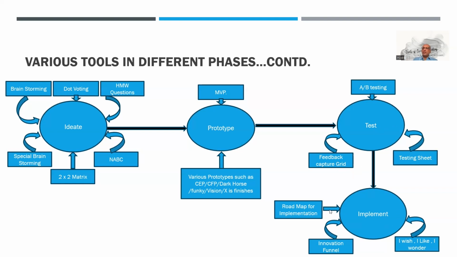In implementation, again, different tools are there, like I wish, I like, I wonder. It is the way one captures the feedback actually. Innovation funnel, roadmap for implementation. So these are all the tools which are aligned to each of the phases, and we will be going through them in the upcoming sessions, webinars or workshops.